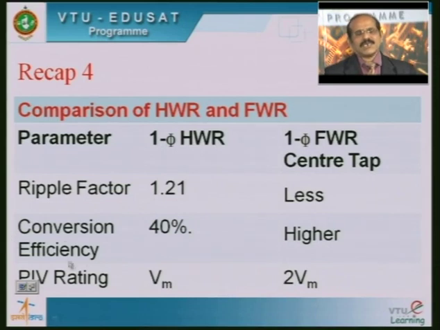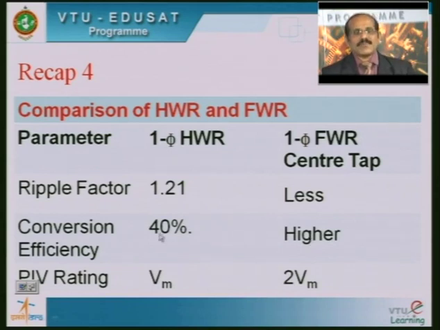And the conversion efficiency is the efficiency of the rectifier to convert AC voltage into DC voltage. In the case of the half wave rectifier, the theoretical value of conversion efficiency is 40%, which is much lesser than the full wave rectifier, which is approximately 81%.